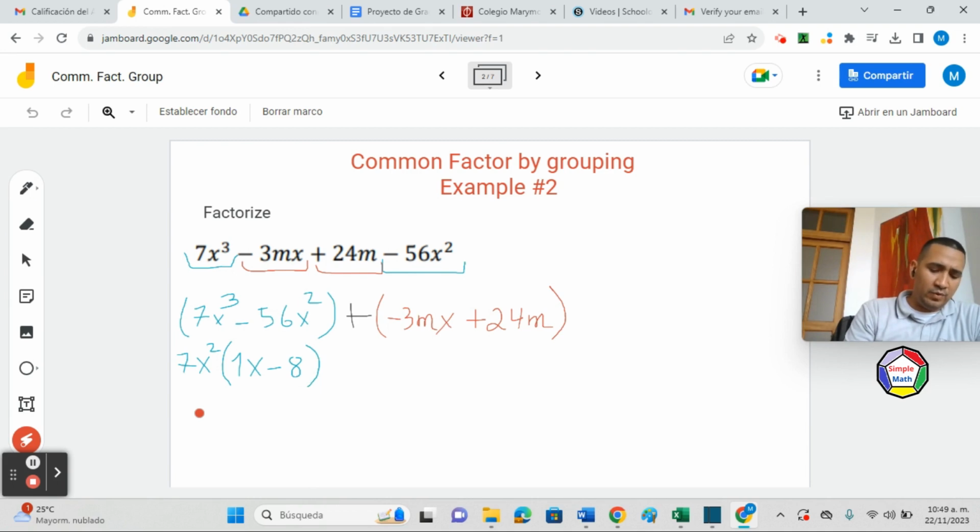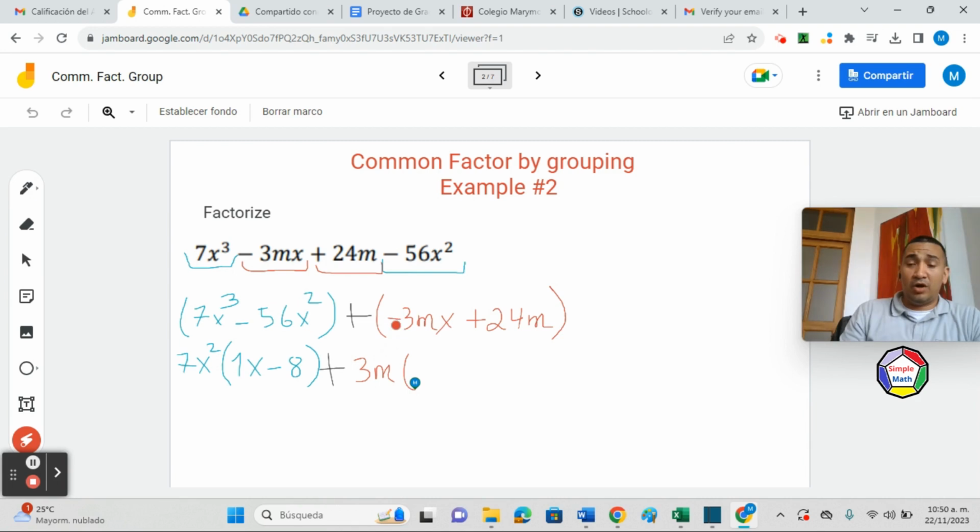Then we write the plus again, that's the sign of our operation. And then I will do the same thing with the red parentheses. So I will get the common factor of the red parentheses. So what is the common factor between 3 and 24? The biggest number I can divide 3 and 24 by is 3. And look, m is here and m is here as well. So the common factor is m. M has the lowest exponent, so I open a parenthesis.